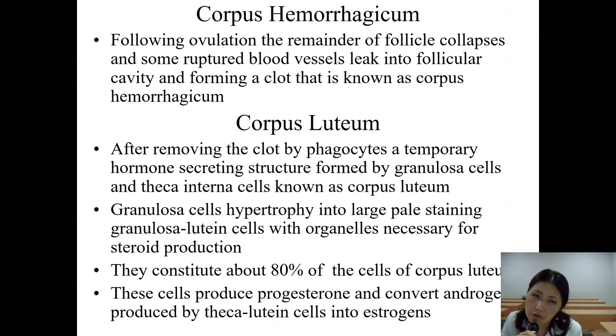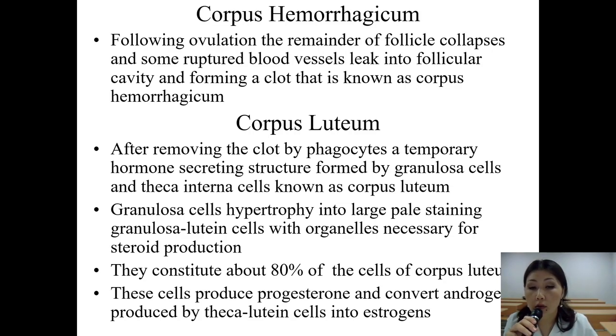Corpus hemorrhagicum. Following ovulation, the remainder of the follicle collapses and some ruptured blood vessels leak into the follicular cavity, forming a clot that is known as corpus hemorrhagicum. And then it becomes corpus luteum.